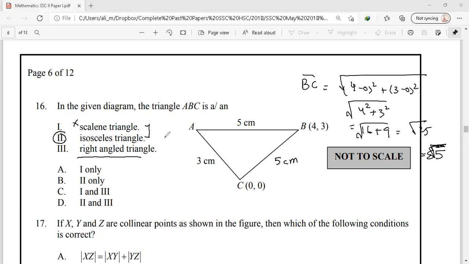So this triangle cannot be a right angle triangle because we have two sides that are equal, and the third side should be greater than these two sides. So hypotenuse is always our greatest side. So we have two greatest sides. It means this cannot be a right angle triangle. So this means that we have only one option correct, that is, this triangle is an isosceles triangle. So option B is the correct answer for this question.